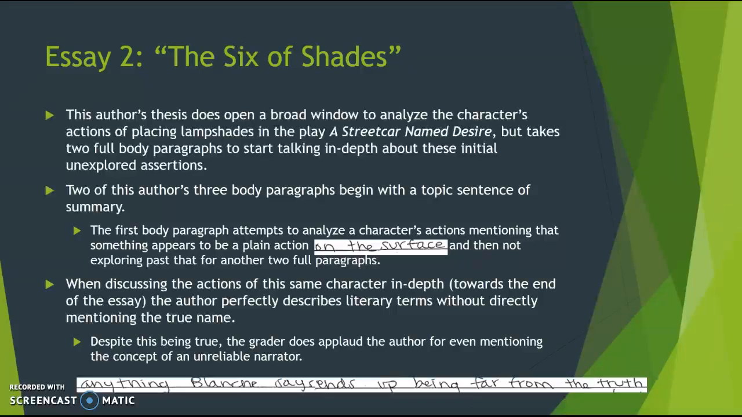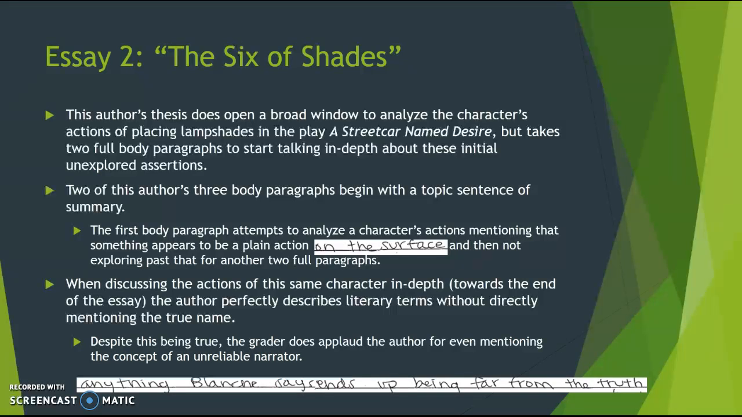You're obviously going to want to avoid this in your own essay, because this person only got a 6. Two of the three body paragraphs the author wrote only start with a topic sentence that talks about summary, and there's absolutely no analysis to it, and you can infer that this is why they did not get a 7 or higher.